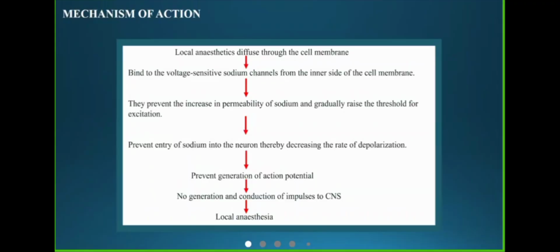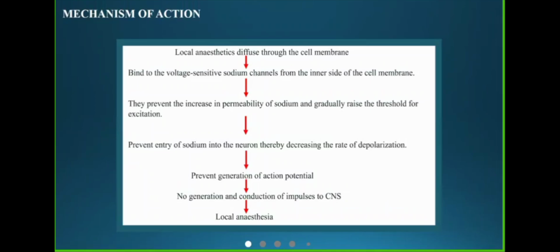Now, what does this local anesthetic do? Local anesthetics diffuse through the cell membrane and bind to this voltage sensitive sodium channel from the inner side of the cell membrane, and thus prevent the permeability of these sodium ions by raising the threshold of excitation.